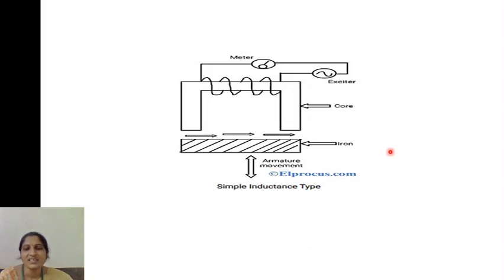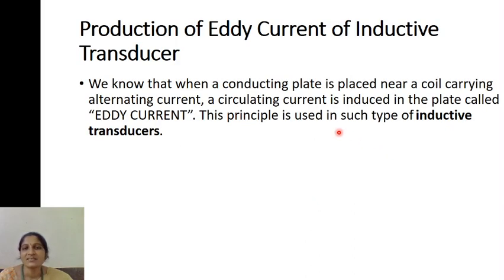Because of that, circulating currents will be formed on that plate. We know that circulating currents mean eddy currents. By changing the eddy currents, we can change the inductance so that you can obtain the physical movement. So these are the different types of inductive transducers.